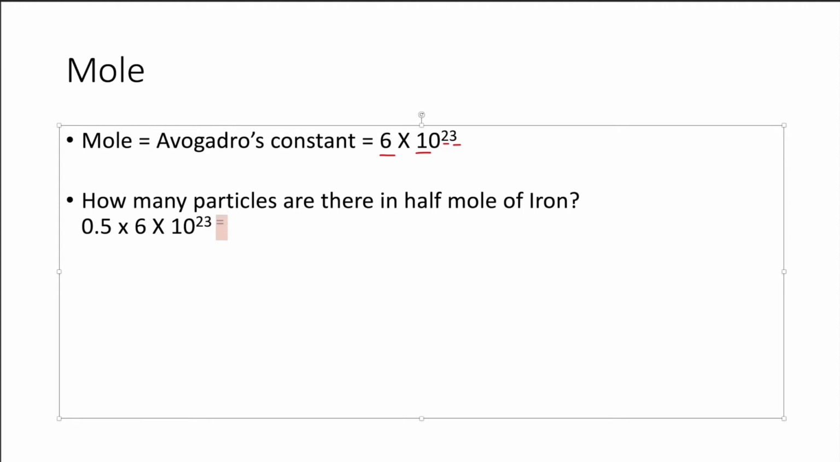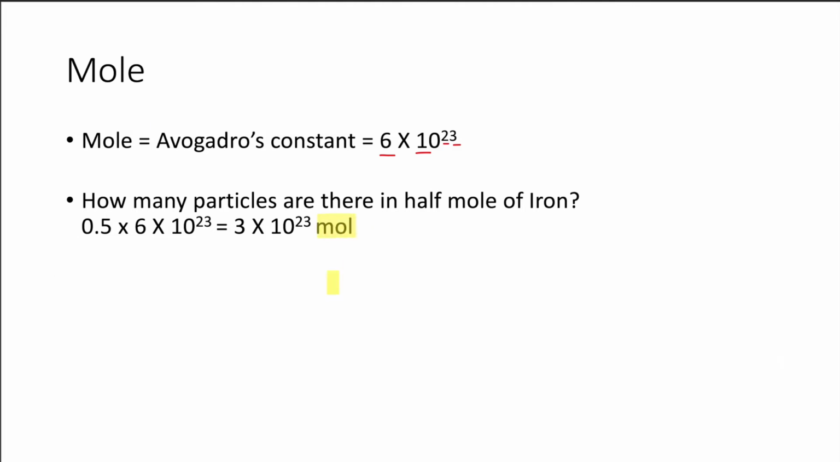So don't be too caught up by the large number. Just let it be X. If you are afraid of it or confused by it, then you sub it in later. Mole, M-O-L-E. The unit, you can use MOL in your working.